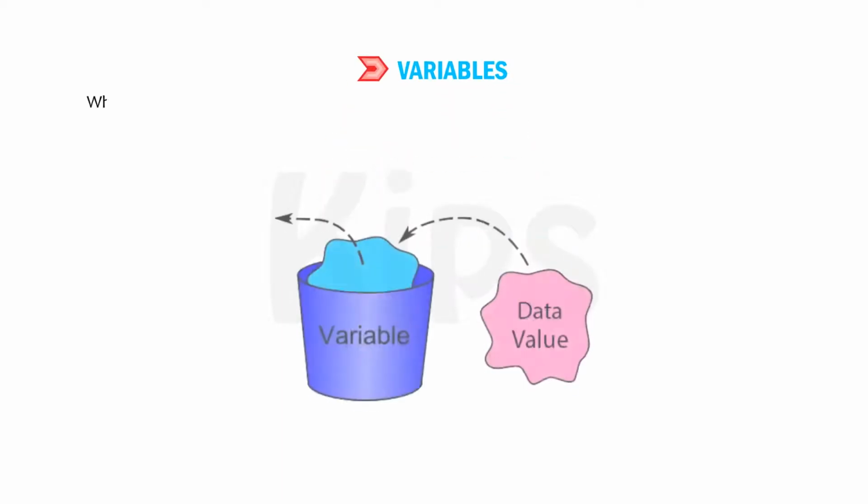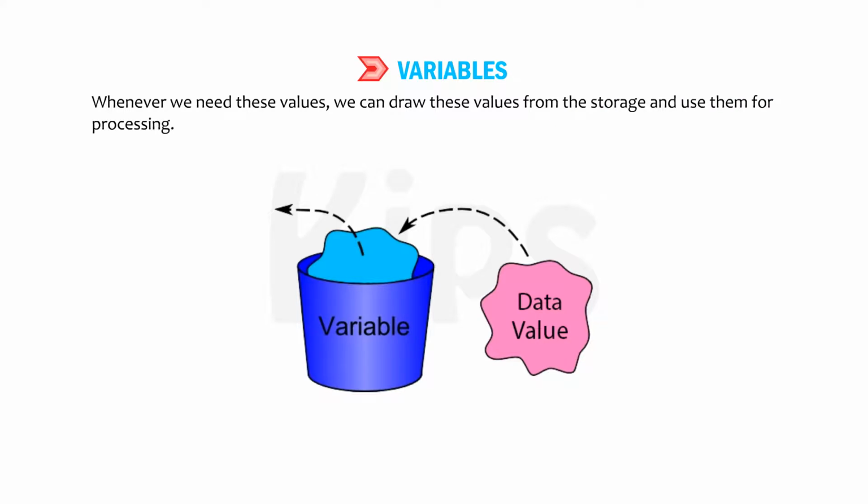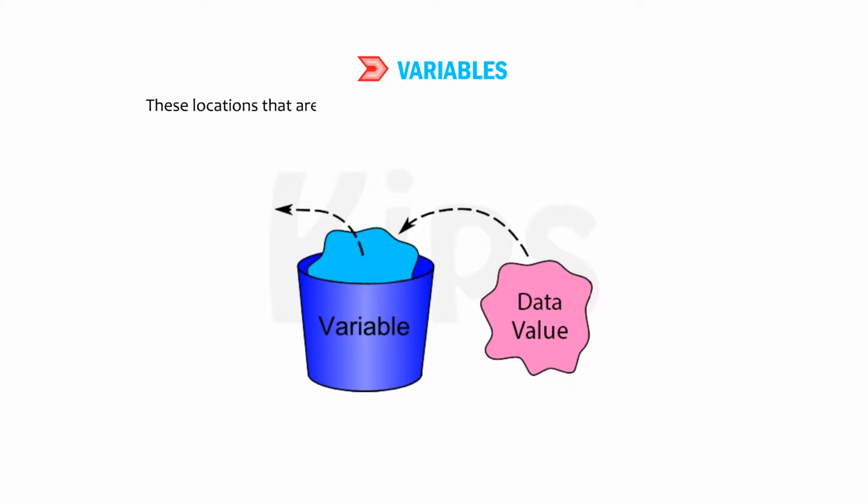Students, let us understand variables. While creating programs in Python, you may require some storage location to hold the values to be used later. Whenever we need these values, we can draw these values from the storage and use them for processing. These locations that are used to store values in memory are known as variables. A variable can store only one data value at a time. When a new value is stored in a variable, its previous value gets overwritten.